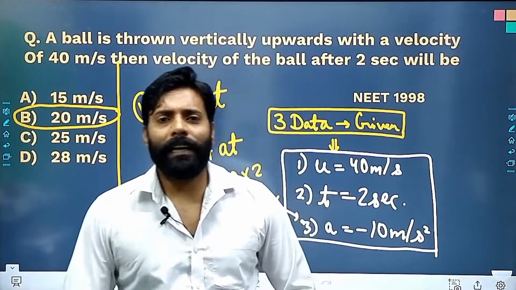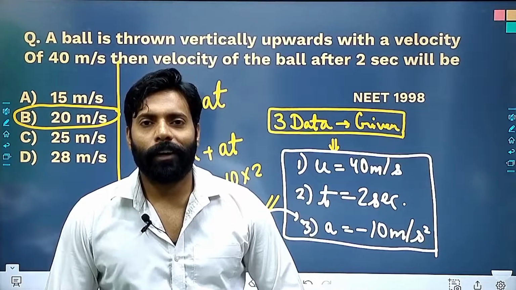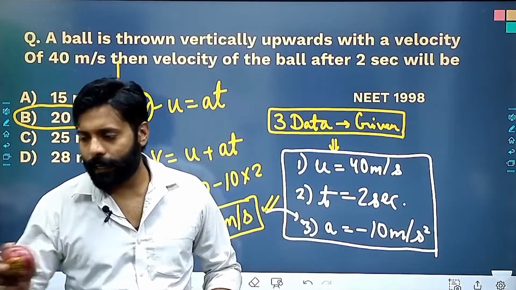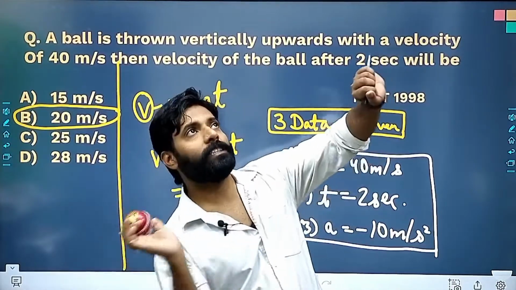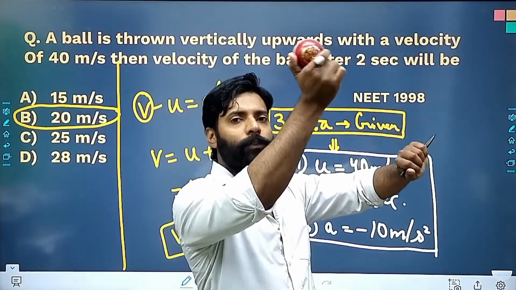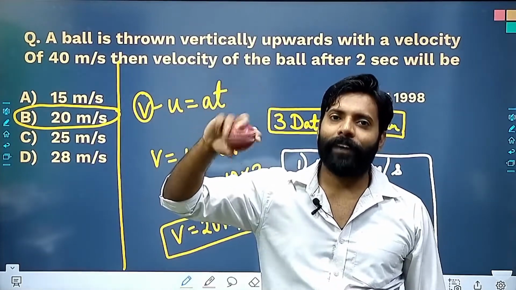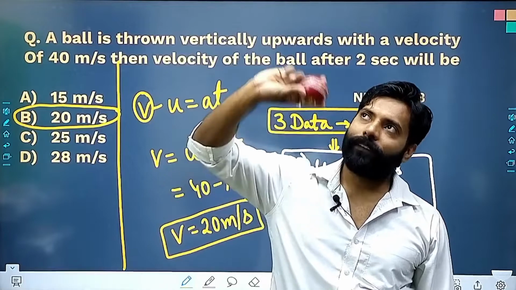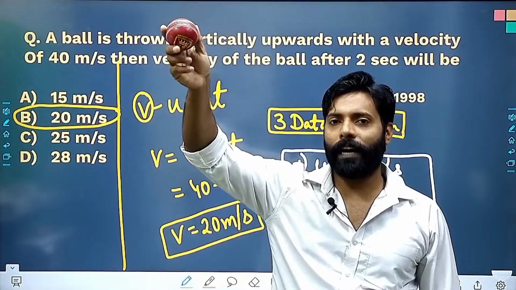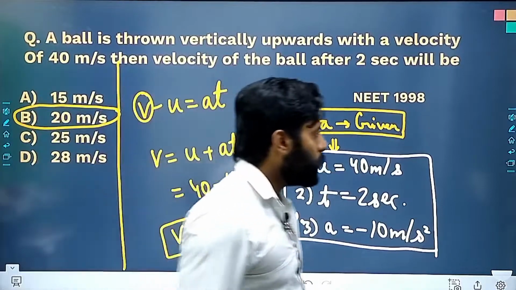As this is a neat question and a very old one, there is a direct method that you can apply in your question. Like if you imagine that a ball is here and I am throwing this ball with some initial velocity which is 40, and after every second this ball will be losing its velocity by 10, right? We are having deceleration of 10 meters per second square. So after every second this ball is losing its speed. So after 1 second this ball will be at 30 meters per second, and after that this ball will be having 20 meters per second. So you can easily find out that thing.